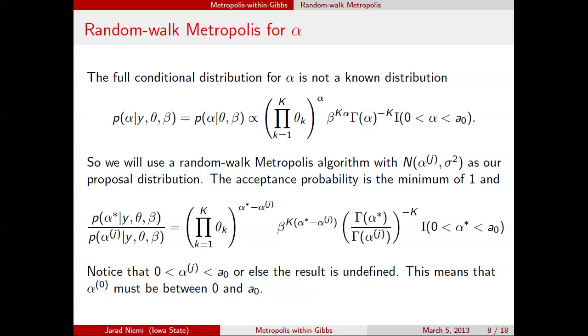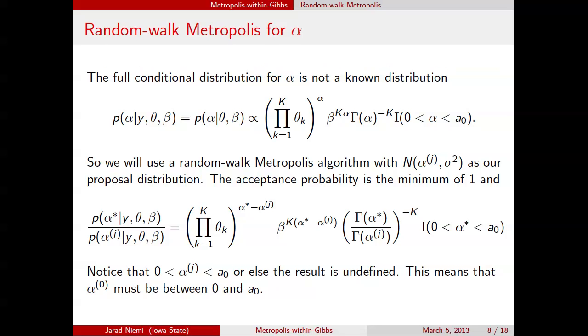All right, so this is all we do for random walk. We propose a value. We accept it with the probability that's the minimum of 1 and this. And if not, then we set alpha j plus 1 to alpha j, the previous value. And we just move along.